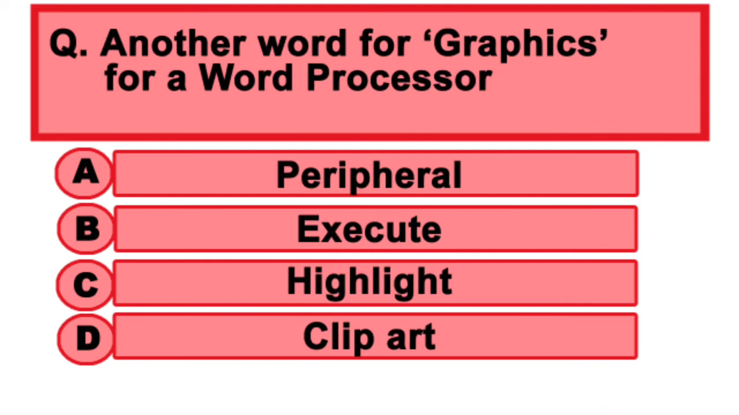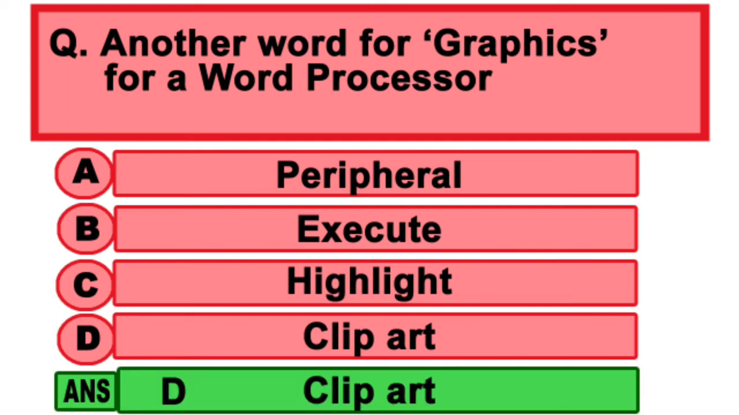Another word for graphics for a word processor. The options are A, peripheral, B, execute, C, highlight, D, clipart. The correct answer is answer D, clipart. Clipart. It refers to a graphic or a picture that you can insert in your document. It is used to enhance the appearance of a document.